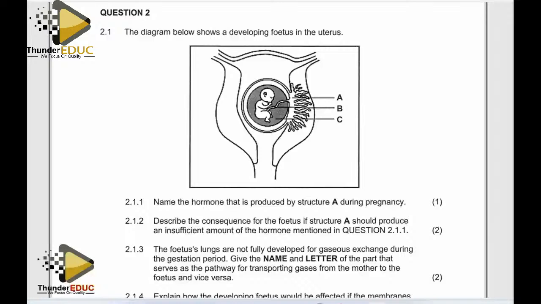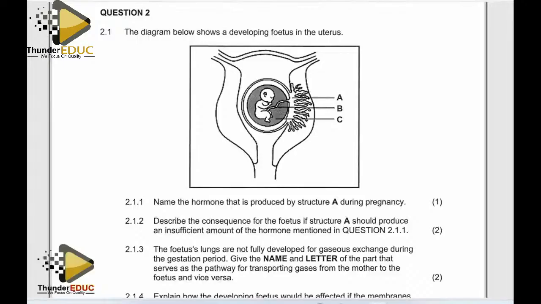Thank you very much. Let's go to question number 2. Look for another 50 marks. The diagram below shows the developing fetus in the uterus. Name the hormone that is produced by structure A. Structure A. What is structure A?